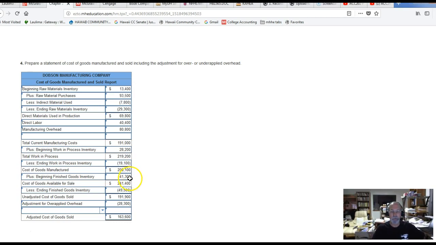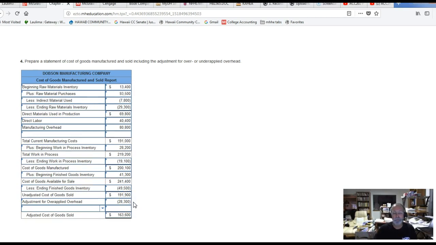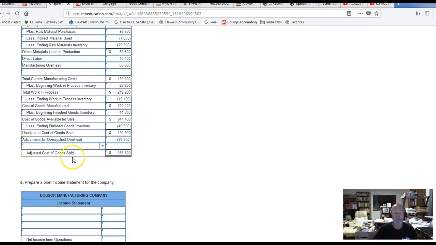And then we add that to our beginning finished goods to give us the total cost of jobs that are completed and available for sale. And then we subtract out the cost of jobs that we didn't sell to get the cost of jobs that we did sell: 191,900. However, that amount is adjusted for over-applied overhead in the amount of 28.3, which gives us an adjusted cost of goods or cost of jobs sold of 163.6.